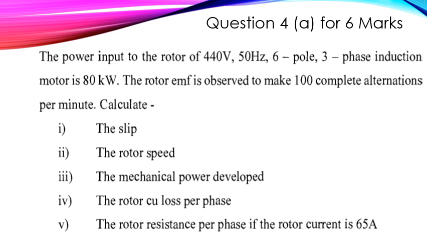Now in this question, the rotor EMF is observed to make 100 complete alterations per minute. That means there are 100 complete cycles per minute. So according to that, we have to calculate the rotor frequency by taking the ratio of 100 and 60, because in 1 minute there are 60 seconds, so cycles per second will be the frequency in hertz.